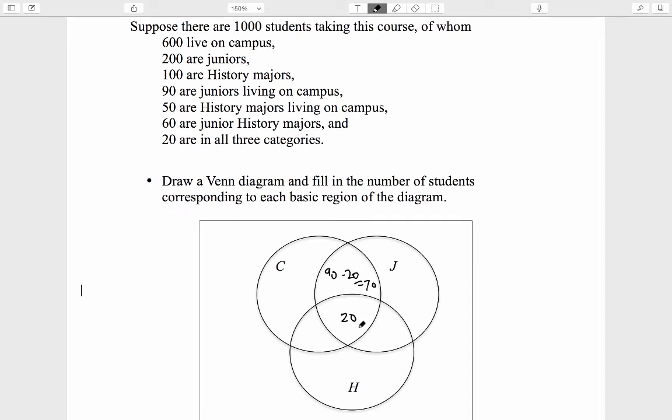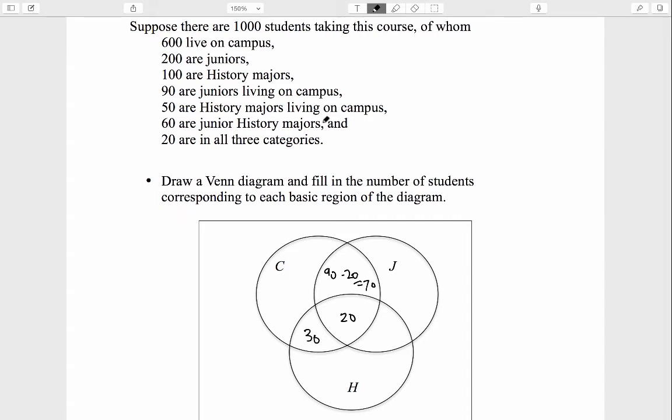Then we have 50 history majors living on campus, 20 of whom have already been accounted for, leaving 30 in this region. We've got 60 junior history majors. Of the 60 juniors majoring in history, 20 have been accounted for who live on campus.